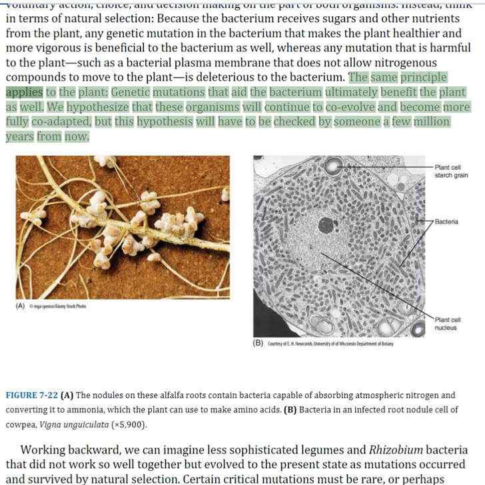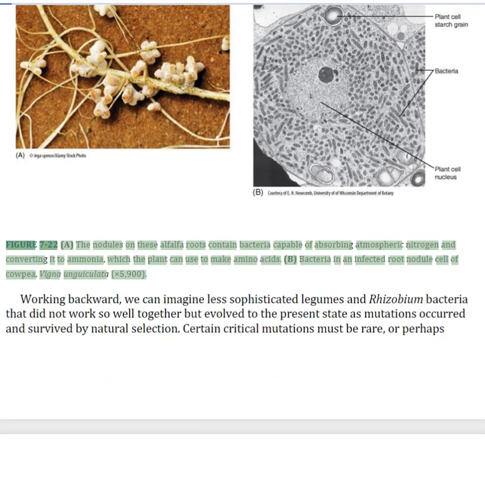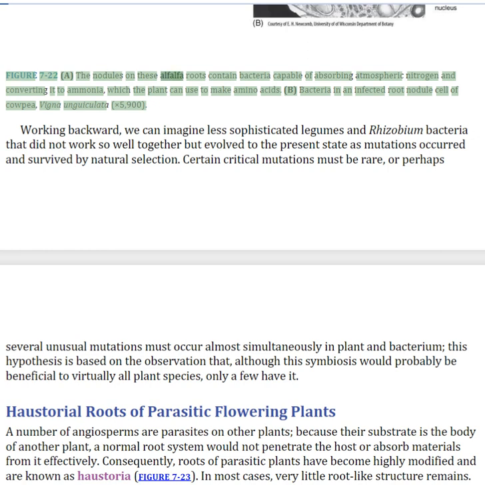The same principle applies to the plant. Genetic mutations that aid the bacterium ultimately benefit the plant as well. We hypothesize that these organisms will continue to co-evolve and become more fully co-adapted, but this hypothesis will have to be checked by someone a few million years from now. Figure 7.22: the nodules on these alfalfa roots contain bacteria capable of absorbing atmospheric nitrogen and converting it to ammonia, which the plant can use to make amino acids.